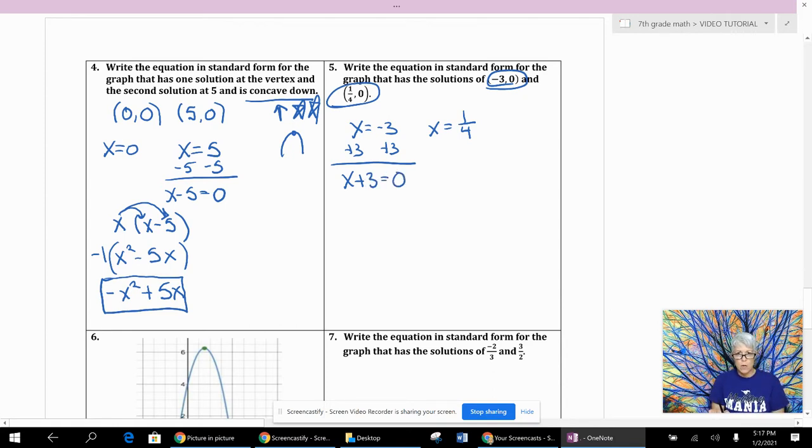Now the second one, I have to clear the fraction. I can't just say minus 1/4. I can't just say 0.25. I have to clear the fraction. So to do that, if you remember, you're going to multiply both sides by the denominator. So now I end up with 4x equals 1. I'm still not finished. I need to move the 1 over. Minus 1 minus 1. 4x minus 1 equals 0. Okay, I've got my two binomials.